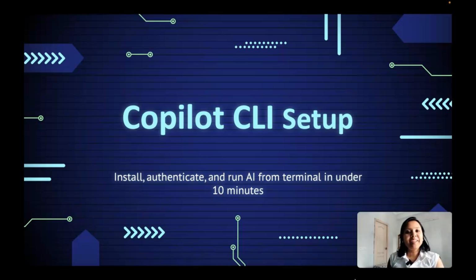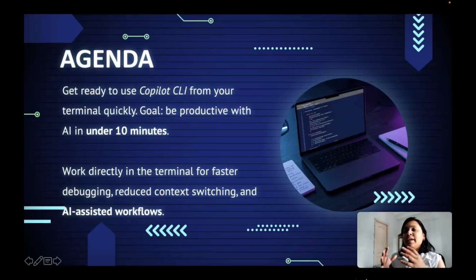In this playlist, as we are focusing on GitHub Copilot CLI, the first step will be to set up the GitHub Copilot CLI. Setting it up is just 2 to 5 minutes of work, and then you can get started and start using the AI itself, which is very useful. In this video, our agenda will be to get ready to use the GitHub Copilot CLI from your terminal. And the goal is that you can be very productive with AI in just under 10 minutes.